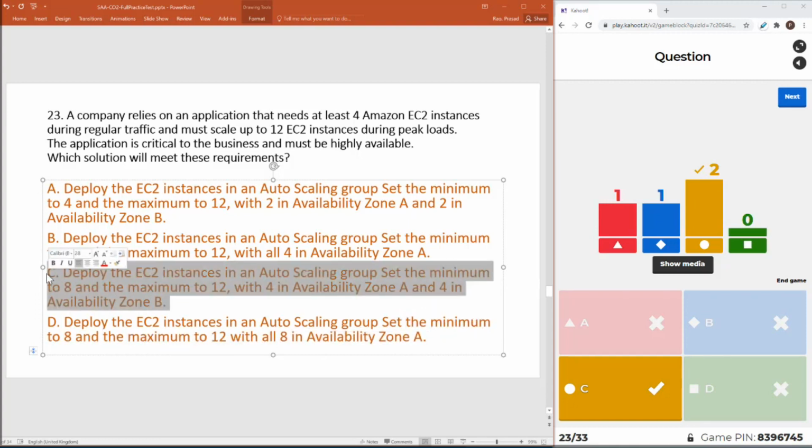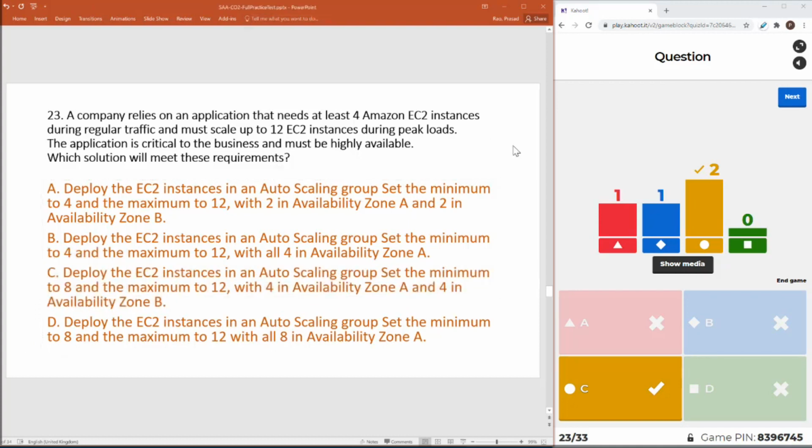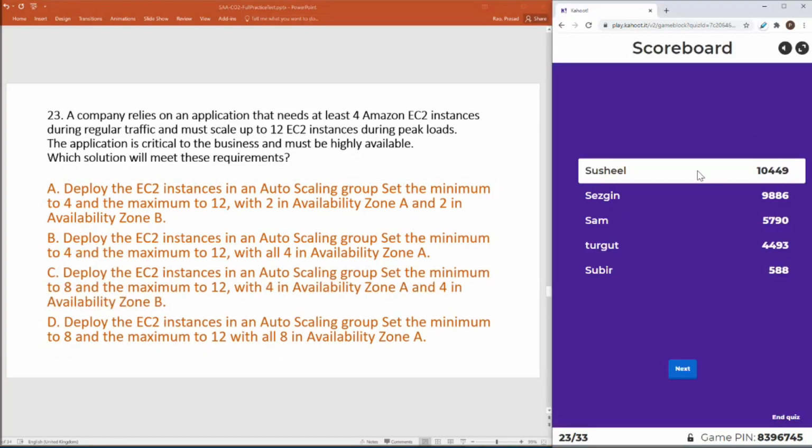Hope that explanation helps you in narrowing down the options. Let's move to the next question.